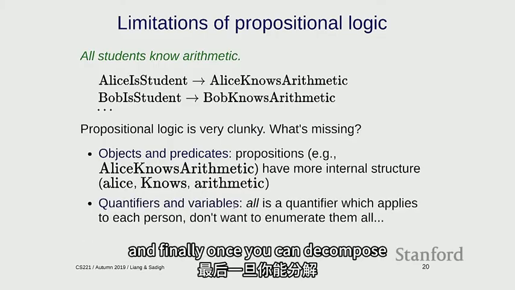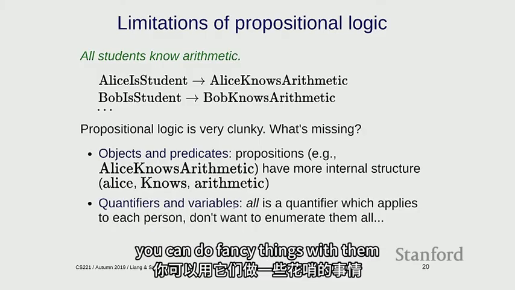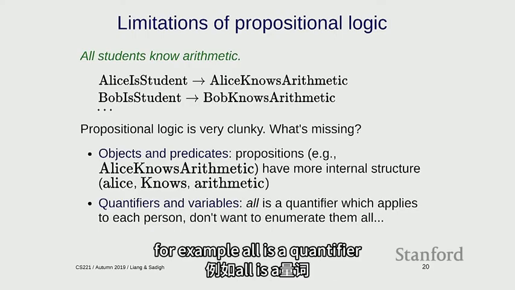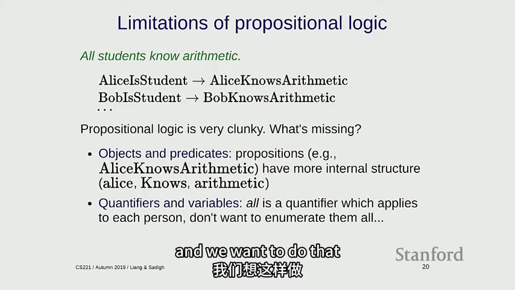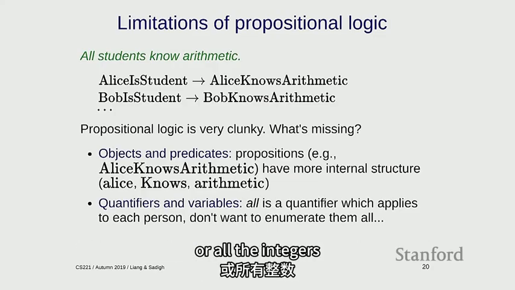And finally, once you can decompose a proposition into parts, you can do fancy things with them. You can use quantifiers and variables. For example, all is a quantifier that applies to each person, and we want to do that inference without enumerating over all the people or all the integers.